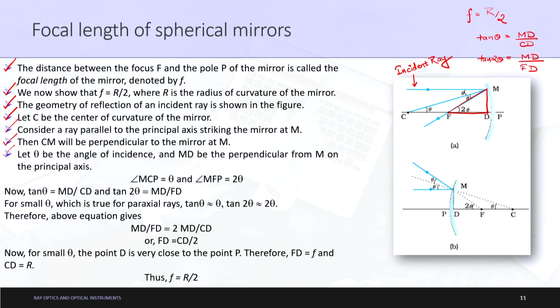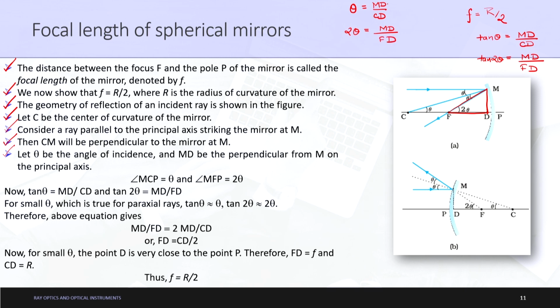MD upon FD. So, now just using this concept and the concept of paraxial rays, for small theta, which is true for paraxial rays, we can consider tan theta approximately equal to theta, and tan 2 theta approximately equal to 2 theta. So, using these two equations, we can write theta is equal to MD upon CD, and 2 theta is equal to MD upon FD.